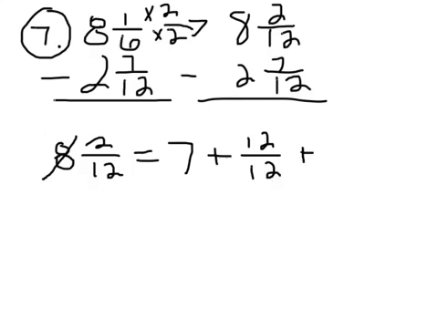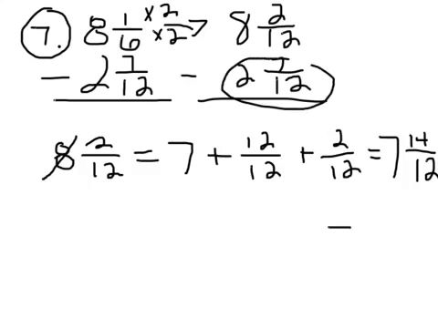And then we just take the leftover piece here, 2 12ths, and add it. And this is equal to 7, and then 12 12ths plus 2 12ths. Well, 12 plus 2 is 14. 14 12ths. So 7 and 14 12ths is what our new fraction will be. And we need to minus this here, 2 and 7/12.